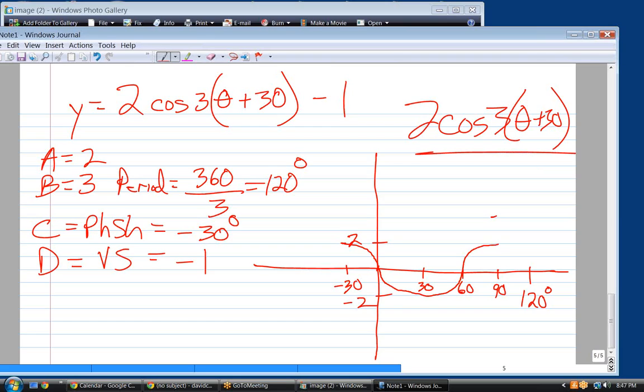You see that? Well, minus 1, I'm going to take this exact curve and drop everything down by 1. So instead of starting here, I'm going to start 1 rung lower. And instead of going down to minus 2, I'm going to go down to minus 3. So it's going to look like that.